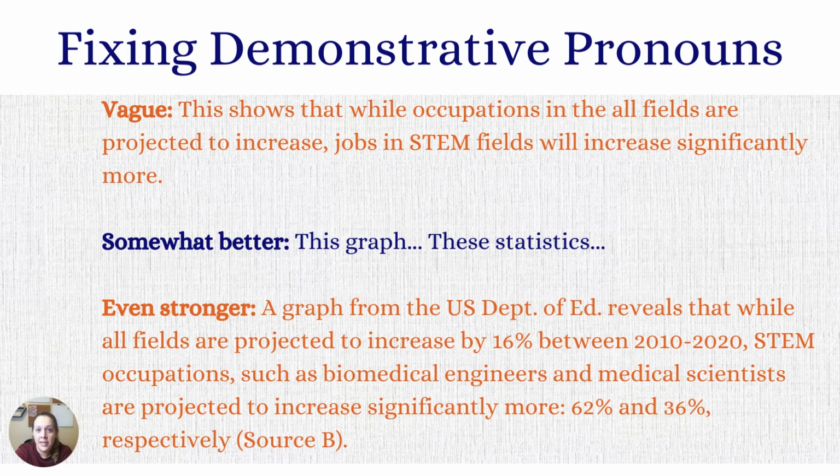So while it is somewhat better to say this graph or these statistics, that's a quick fix. If we add more detail, it makes the response stronger. So look at the one at the bottom. It says, "A graph from the U.S. Department of Education reveals that while all fields are projected to increase by 16% between 2010 and 2020, STEM occupations such as biomedical engineers and medical scientists are projected to increase significantly more, 62 and 36% respectively." You can see that the bottom response is much more specific. So not only do we avoid the vague pronoun, but also we have more concrete details to prove the point.